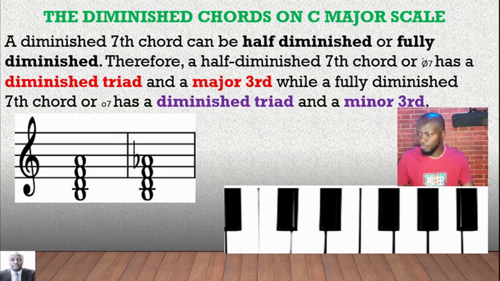This is the symbol for the half diminished seventh chord. It has a slash. So when you see that, then you know what it means. And fully diminished just has the plain symbol. So that's the major difference between them. But let's look at the note combination, or the pitches, that make up the half diminished seventh chord.